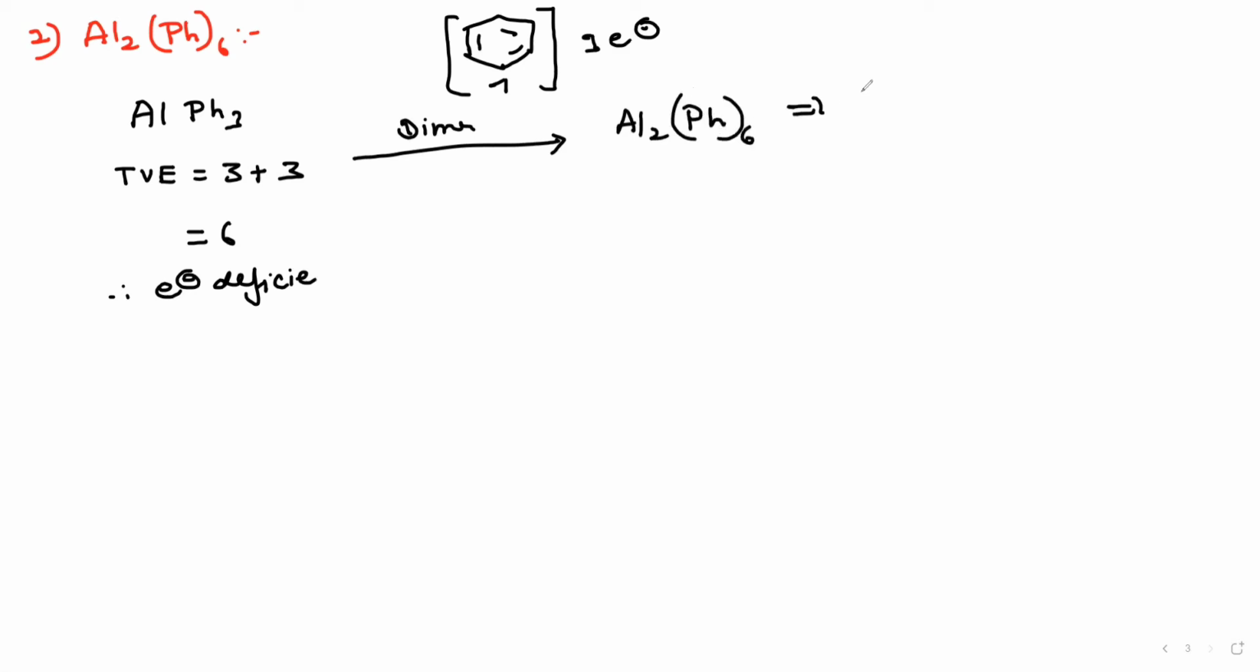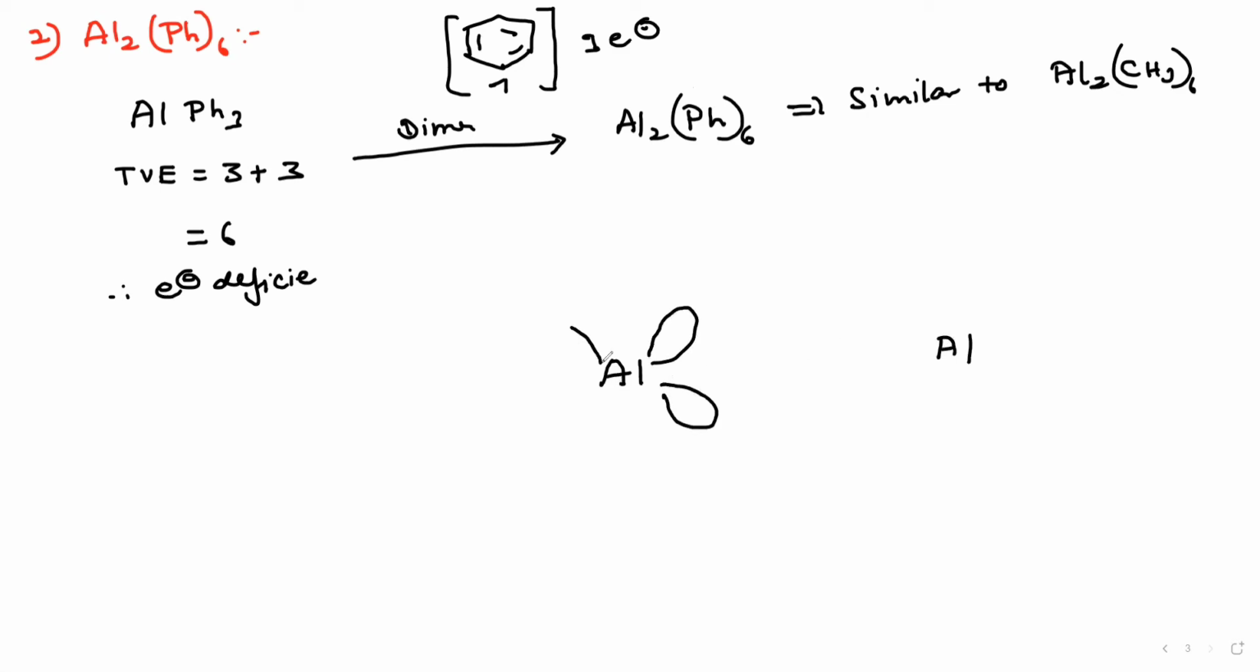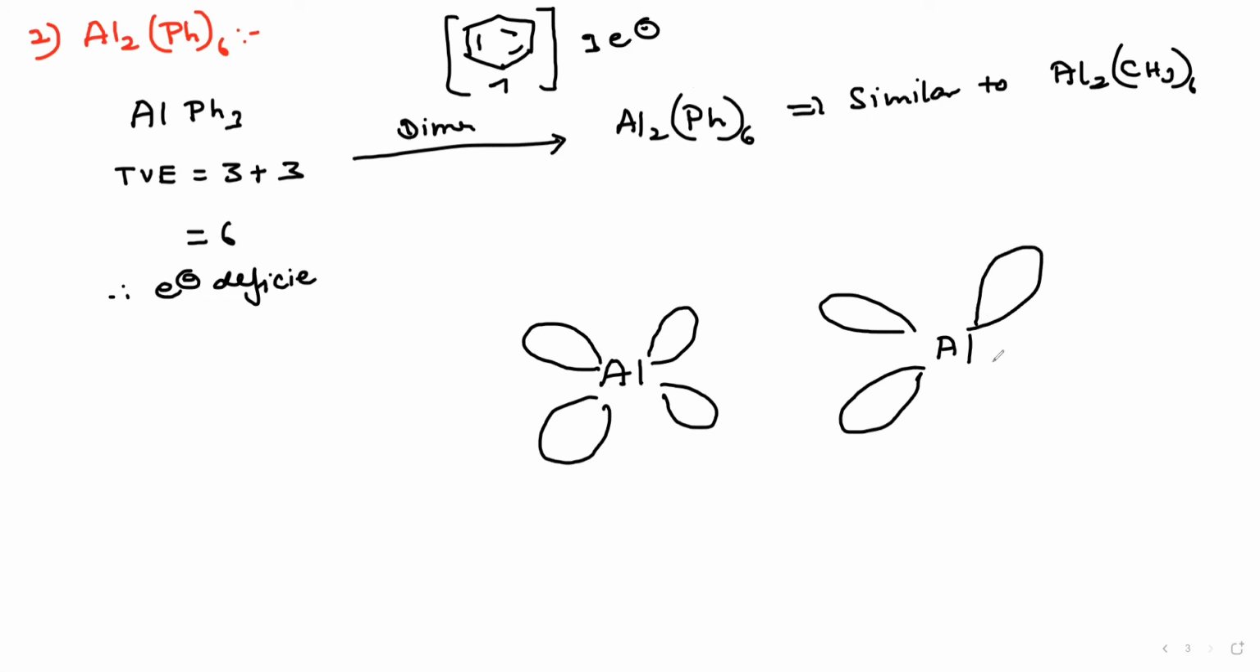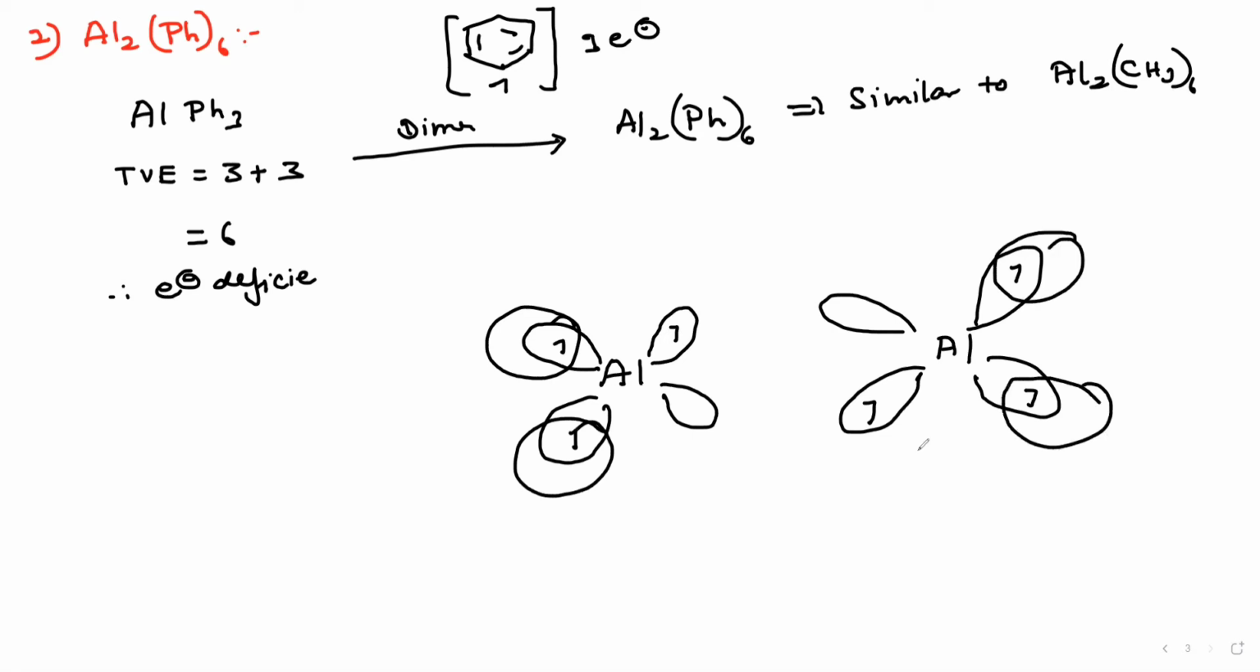Okay, this structure is similar to Al2(CH3)6, the same molecule. Listen, same structure. Here aluminum, here also aluminum, sp3: 1, 2, 3 and 4. Similarly, this is 1, this is 2, this is 3, this is 4. Here 1 electron each. This is a phenyl group, this also phenyl, this also phenyl, right? Ph means phenyl.